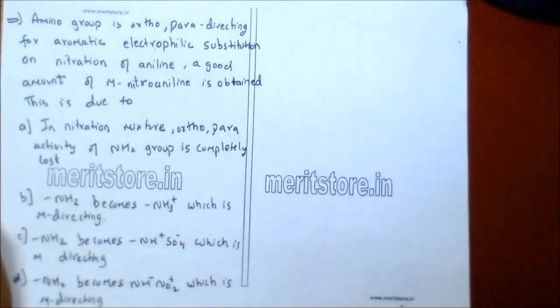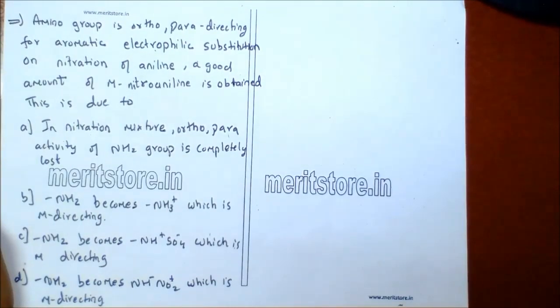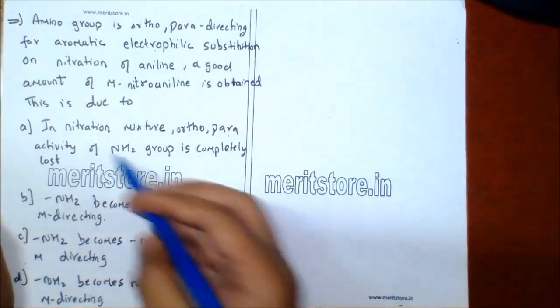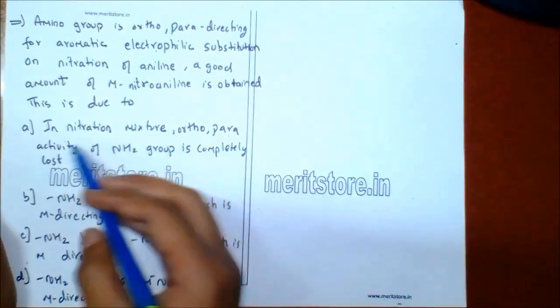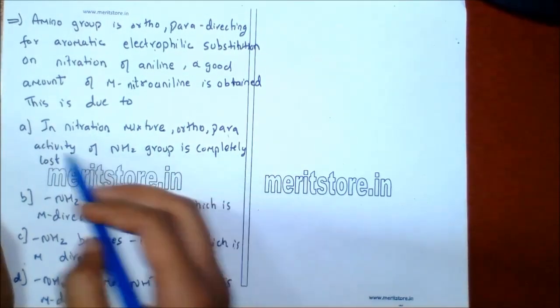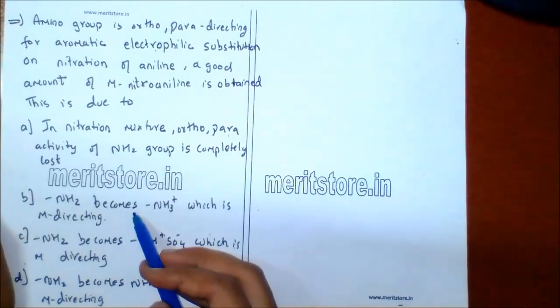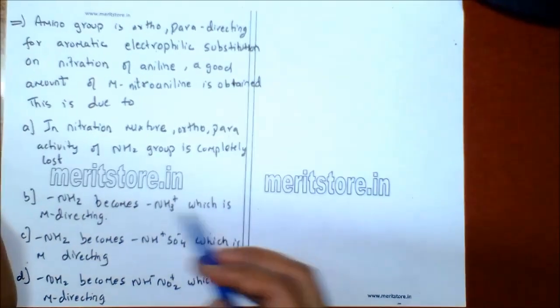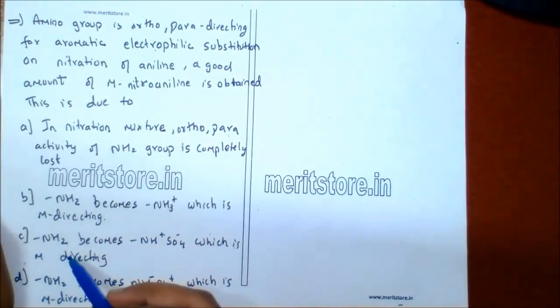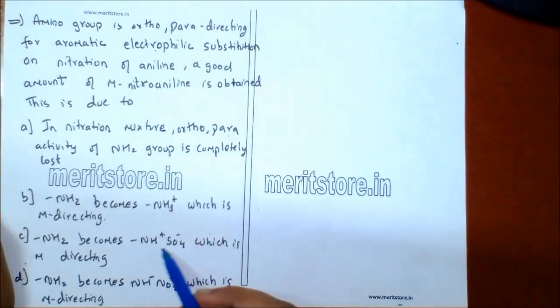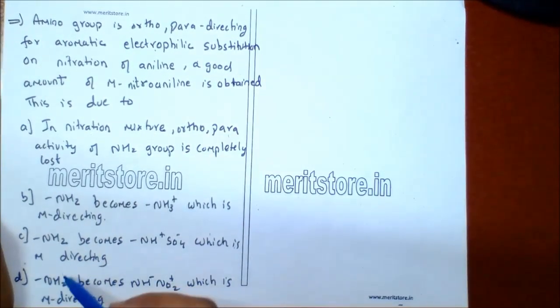Amino group is ortho-para directing for aromatic electrophilic substitution. On nitration of aniline, a good amount of meta-nitroaniline is obtained. This is due to: A. In nitration mixture, ortho-para activity of amino group is completely lost. B. Amino becomes ammonium, which is meta-directing. C. Amino becomes NHSO4, which is meta-directing. D. Amino becomes NH-NO2 plus, which is meta-directing.